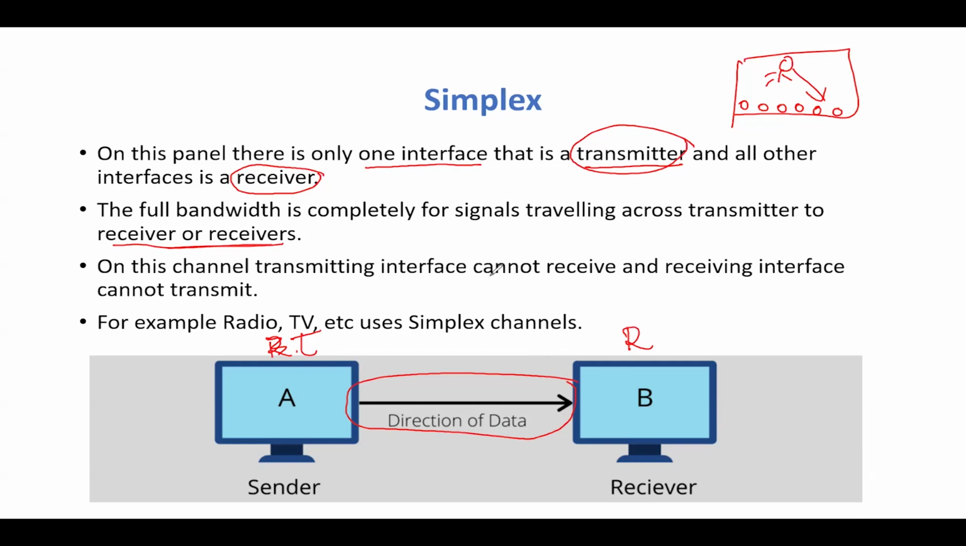On this channel, the transmitting interface cannot receive and the receiving interface cannot transmit. That is what I said. If you are a transmitter, you cannot receive back. Receiving back is not allowed. And if you're a receiver, then you cannot transmit back. So basically, this arrow is not allowed. There is only one directional arrow. So the examples are radio, TV, etc. They are all simplex channels where we do not transmit back. We only receive from the transmitter. That is called your simplex mode of transmission.